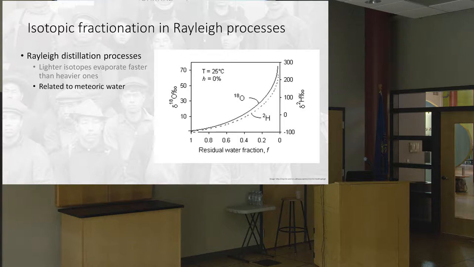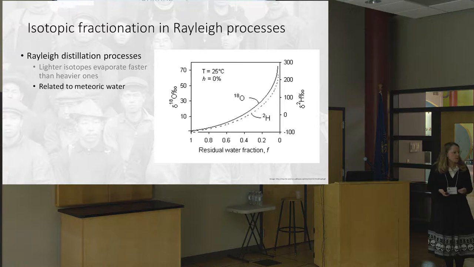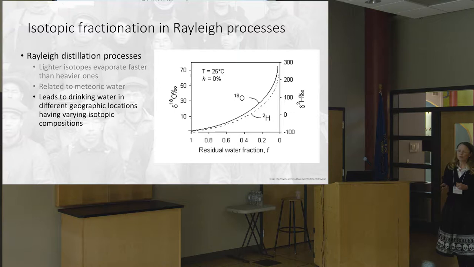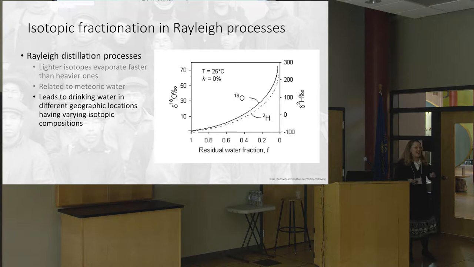And we're going to go under the assumption that people in the past and present, most people drink tap water, right? So it's a local water source. And this leads to different drinking water in different geographic locations having varying isotopic compositions. So once we drink, as Amelia's back there drinking right now, sorry to point you out, dear, that's put into her body and it becomes incorporated into her bodily tissues. This is what we're trying to detect with stable isotope analysis.